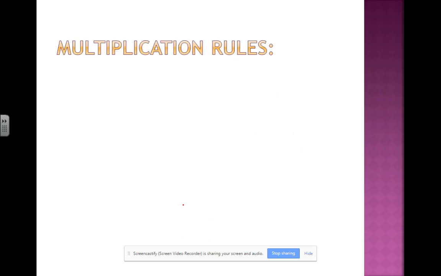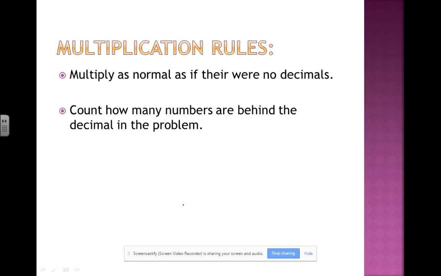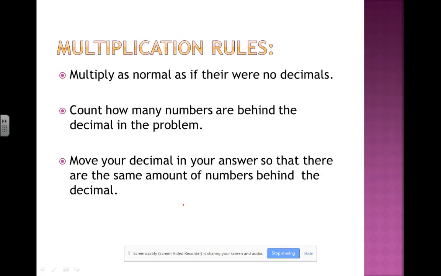Now we're going to move on to multiplication. With multiplication, we're going to multiply as normal as if there were no decimals. Multiply like normal. Then we're going to count how many numbers are behind the decimal in the problem. And we're going to move our decimal in your answer so that there are the same amount of numbers behind the decimal. Let's take a look at what this looks like.